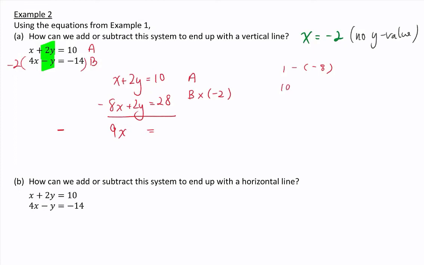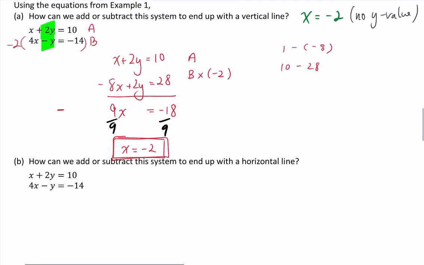And then I have 10 minus 28. If you look at that, that is -18. And notice, if I divide both sides by 9, I end up with x equals -2. I just found the x value for the point of intersection, or, if you like, the vertical line that passes through the point of intersection.